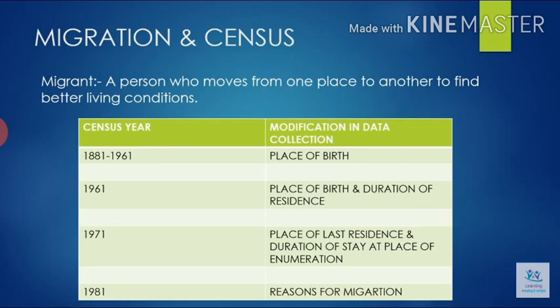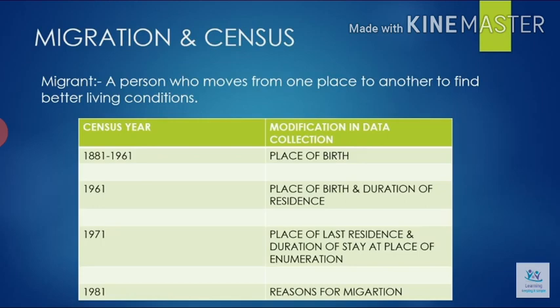Further, in 1971, additional information was added on place of last residence and duration of stay at place of enumeration. Now the meaning of enumeration. Enumeration means where data is collected, and this is very important for MCQs and 3 marks questions. Now, is the meaning of enumeration clear? Where we collect the data. And in 1981, one more modification was added, that is reasons for migration.